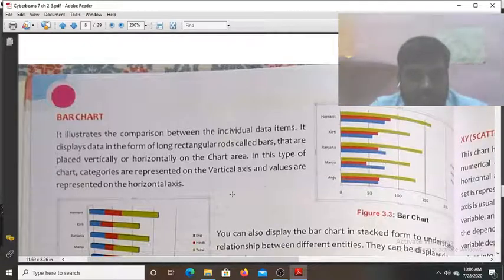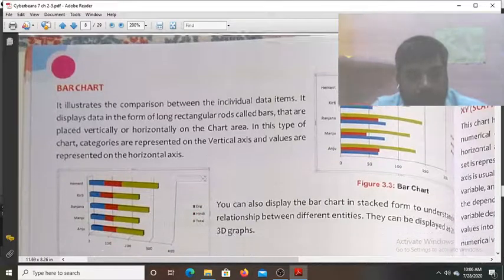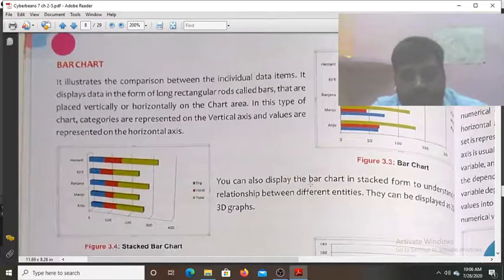In this type of chart, categories are represented on the vertical axis. So in this, the categories are on the vertical axis and the values are represented on the horizontal axis. That is the bar chart. You can also display the bar chart in a stacked form to understand the relationship between the different entities. They can be displayed as 2D or 3D graphs also. See here is the stacked bar chart.